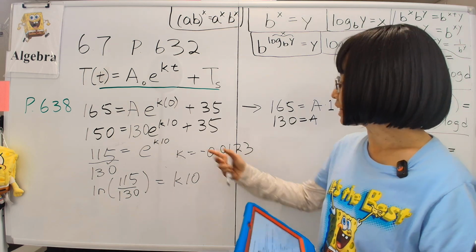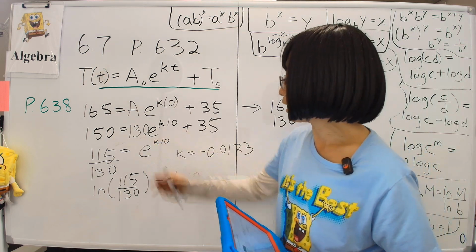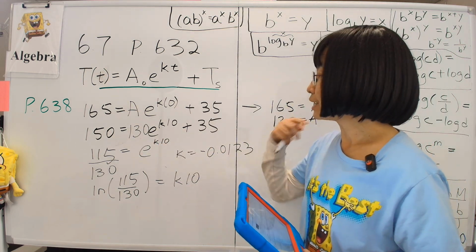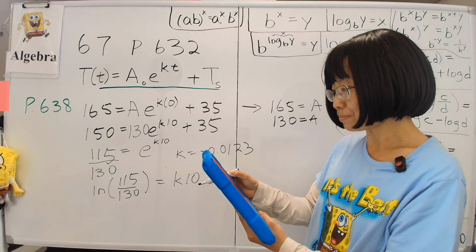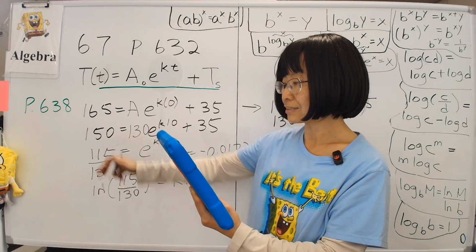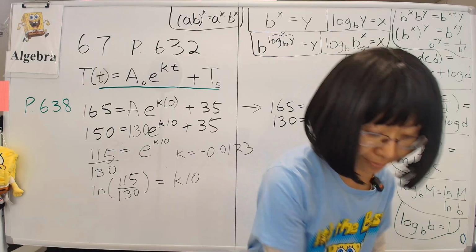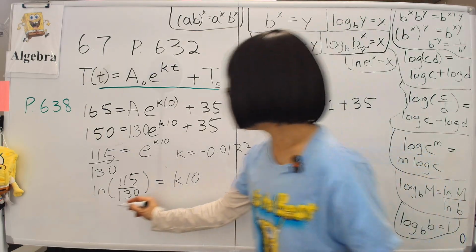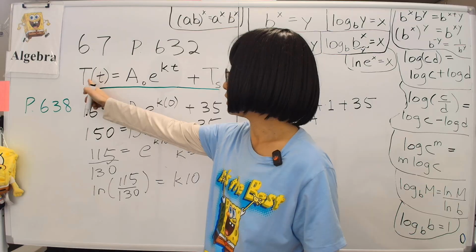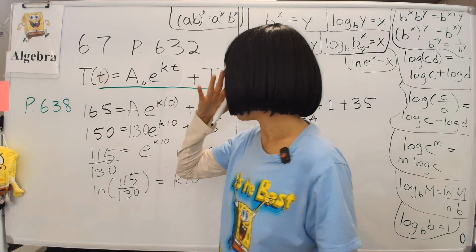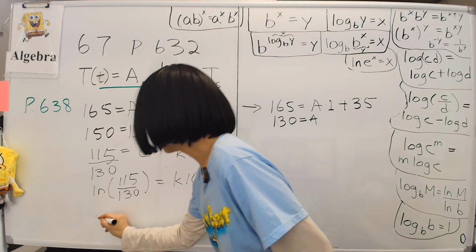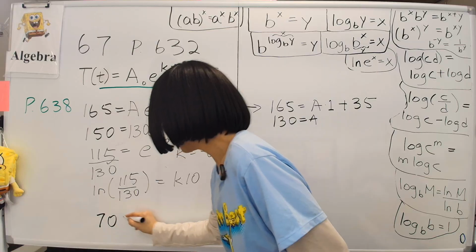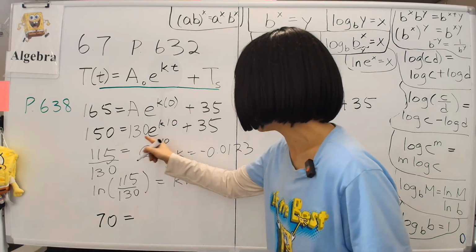Okay, we got k and we got a. What are we supposed to do here? We are supposed to figure out what happens when the temperature is 70 degrees. So the question is, now the final temperature, T of time, has to be 70. The final temperature has to be 70. We'll write this thing down again.